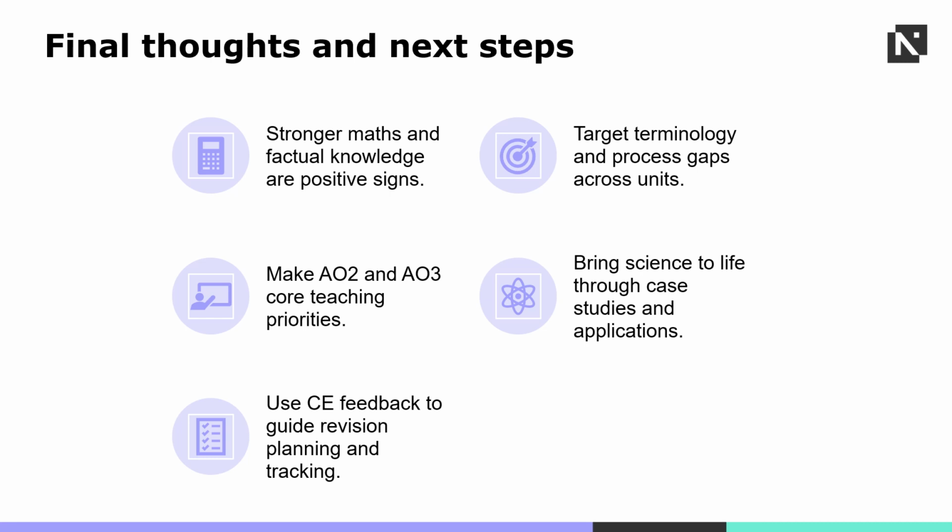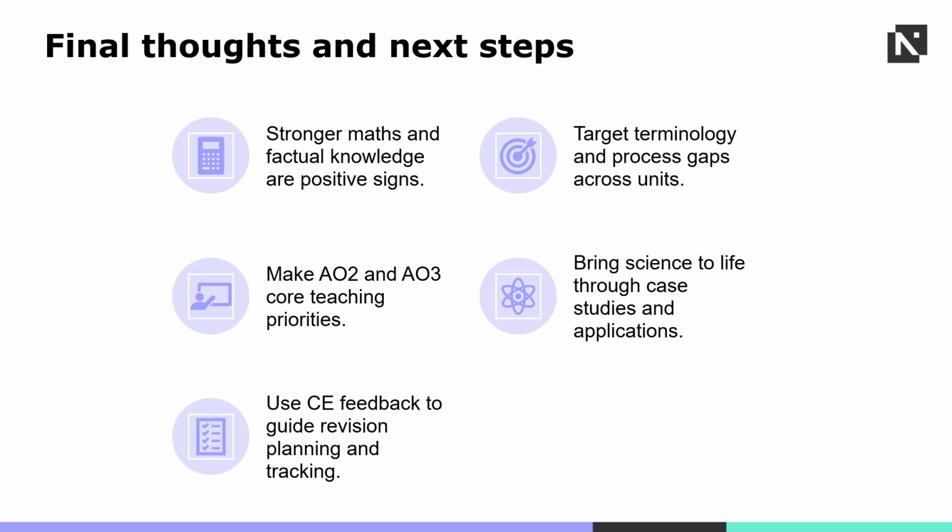So, to close, let's reflect on the key takeaways from the Autumn 24 series and what they mean for our next steps in teaching and learning. First, the good news. Students are showing stronger maths skills and factual recall, which gives us a solid foundation to build from. This progress is clear in calculation questions and core content across both papers.